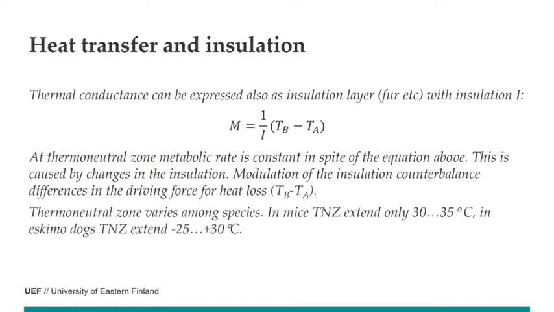And this thermoneutral zone varies among the species. In humans, we don't have much fur, but neither do mice. So in both cases, the thermoneutral zone is about 5 degrees Celsius. But in Eskimo dogs, it's 50 degrees Celsius. So they are much more able to modify the insulation.